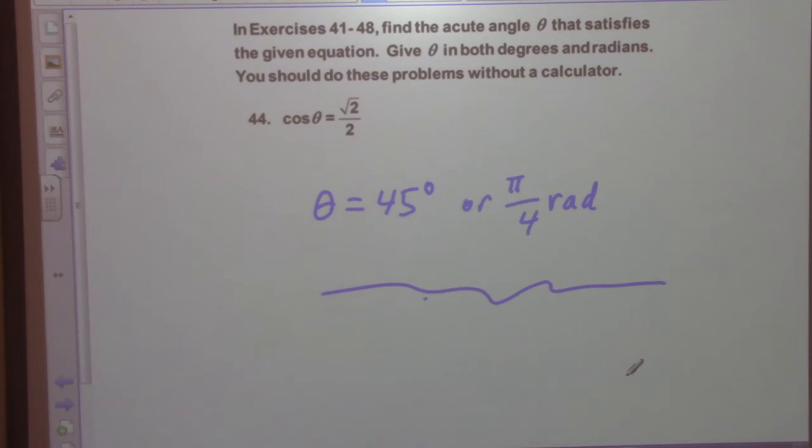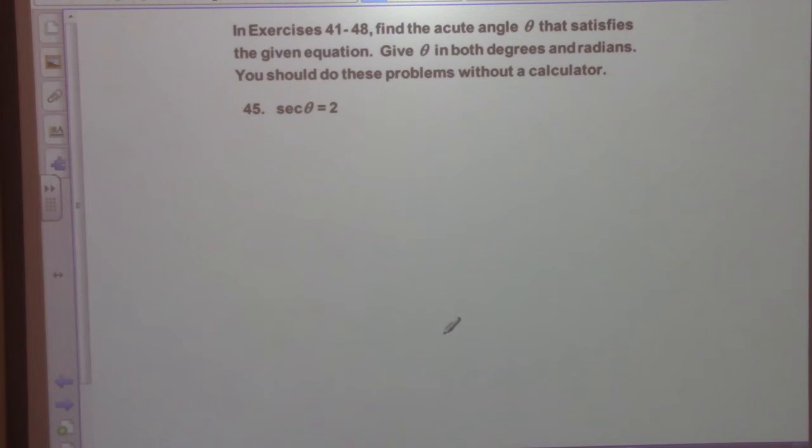Okay, questions about that? Okay, next one, secant theta equals 2. I'll call on somebody for this one shortly.